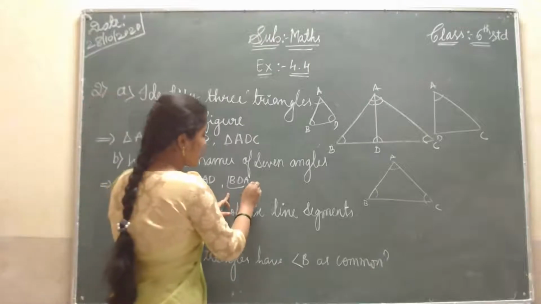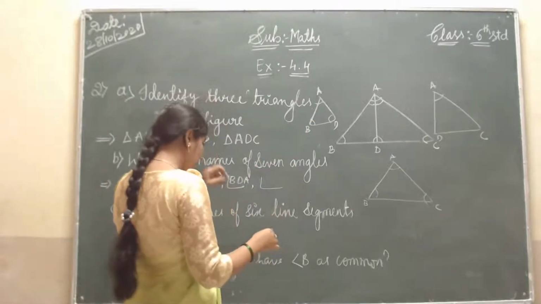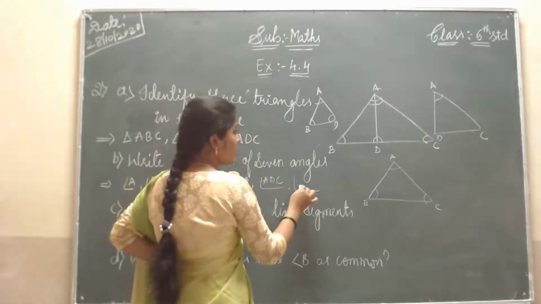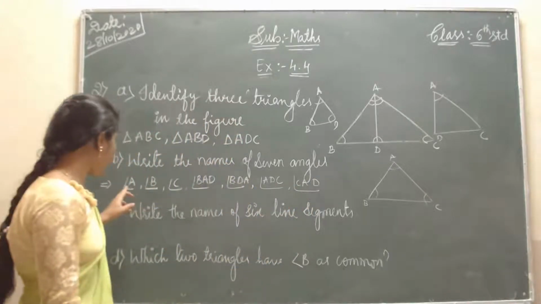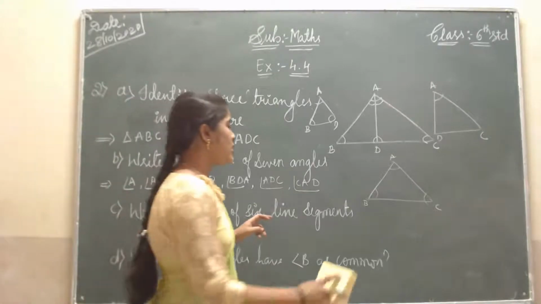Over. Next, see the triangle ADC. Here also we have to take angle D, that is ADC. Next angle CAD. How many angles? 1, 2, 3, 4, 5, 6, 7. Totally we wrote 7 angles.